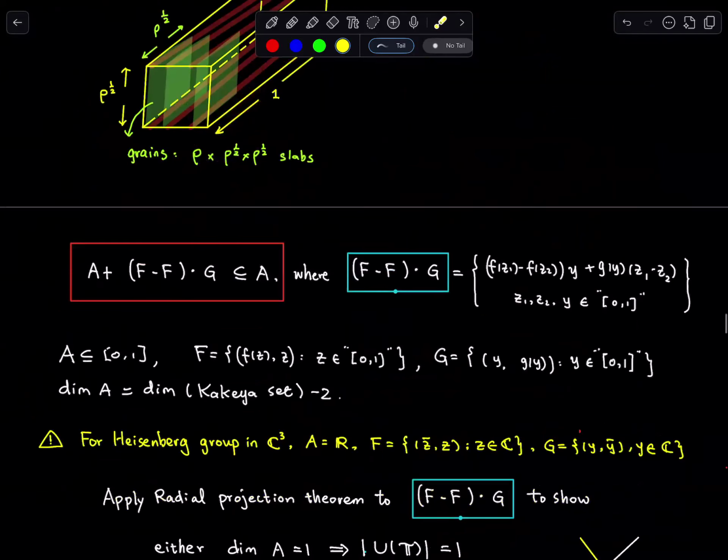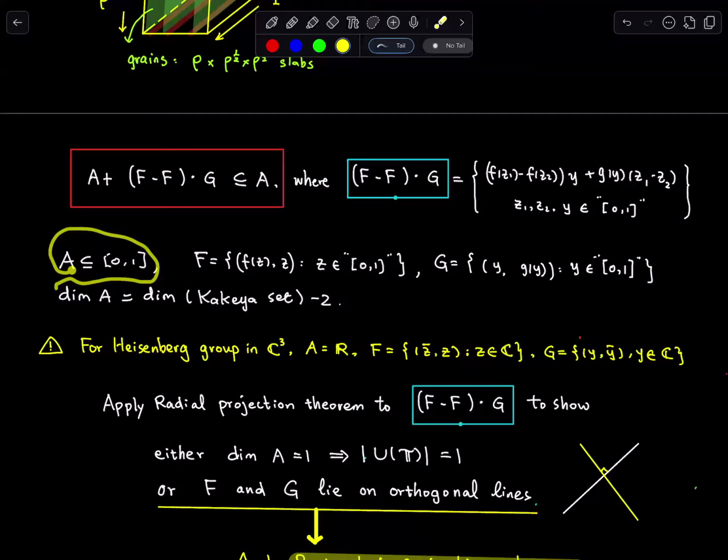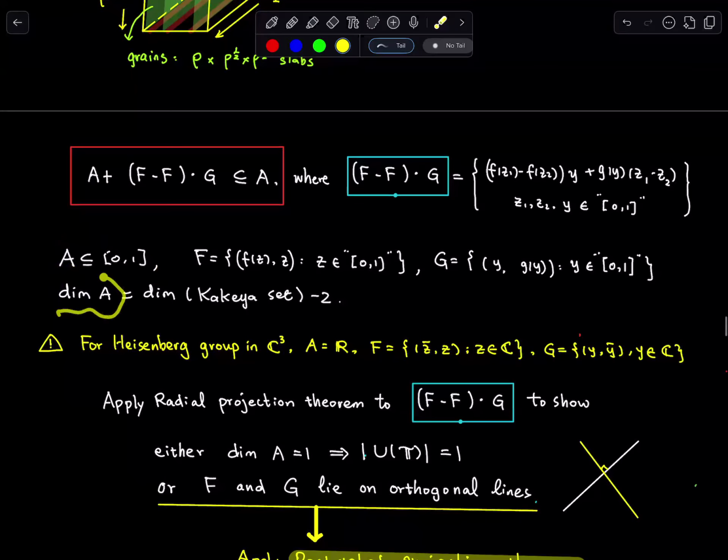So let me first show you what this sum product type configuration is, and then I will show you where the 3 sets A, F, and G come from the Kakeya set. The sum product configuration is that we first have a subset A, and the dimension of A equals the dimension of the sticky Kakeya set minus 2. Remember, we want to prove that any sticky Kakeya set has dimension 3. So the goal is to show that this set A has dimension 1.